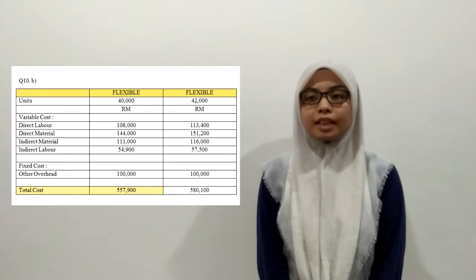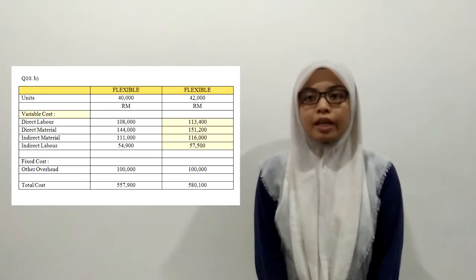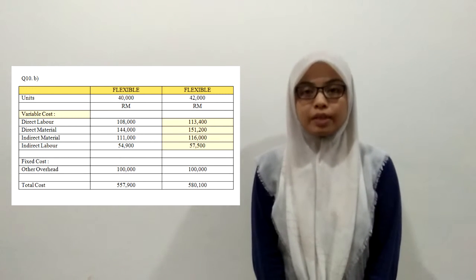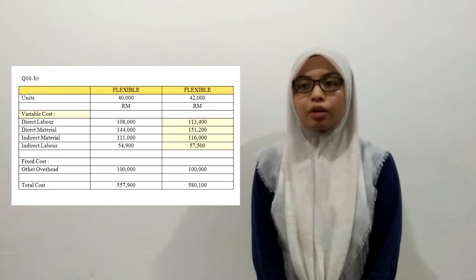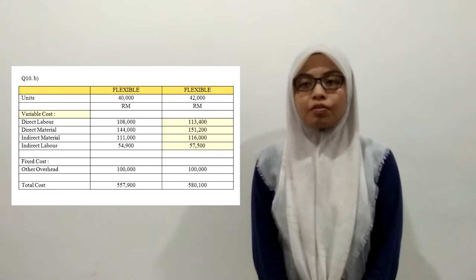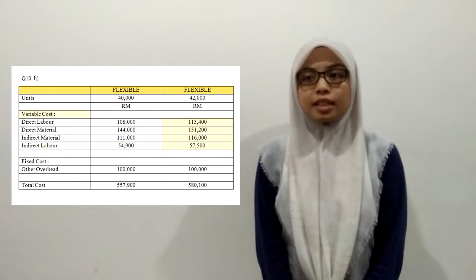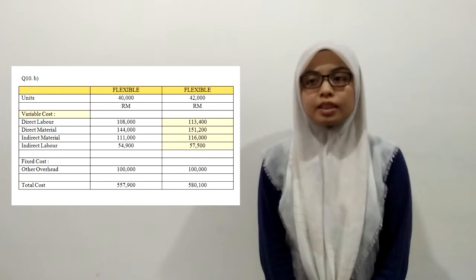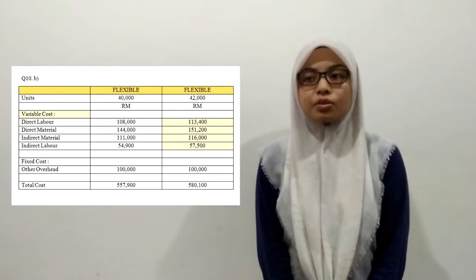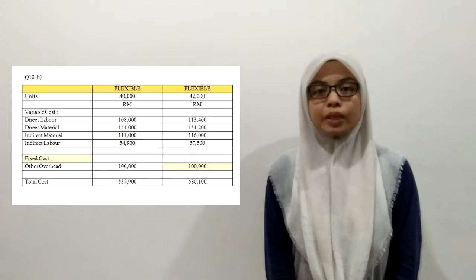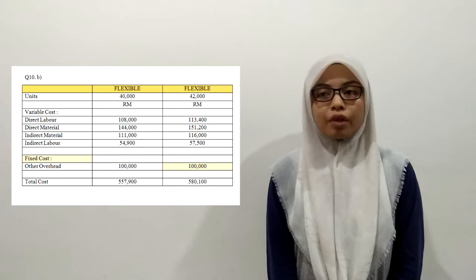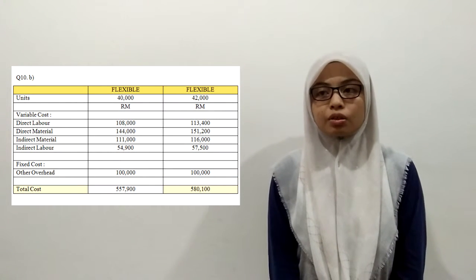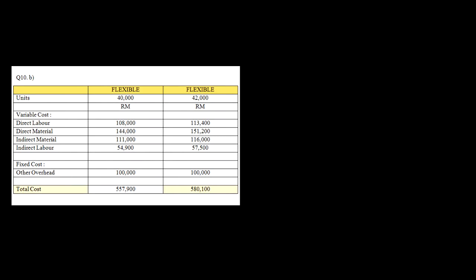We calculate the flexible budget for 42,000. Direct labor 2.7 UVC, we got 113,400. For direct material 3.6, we got 151,200. For indirect material 2.5 UVC, we got 116,000. For indirect labor 1.3 UVC, we got 57,500. Fixed cost, we use the same other overhead, which is 100,000. So the total cost we got 580,100. That's all.